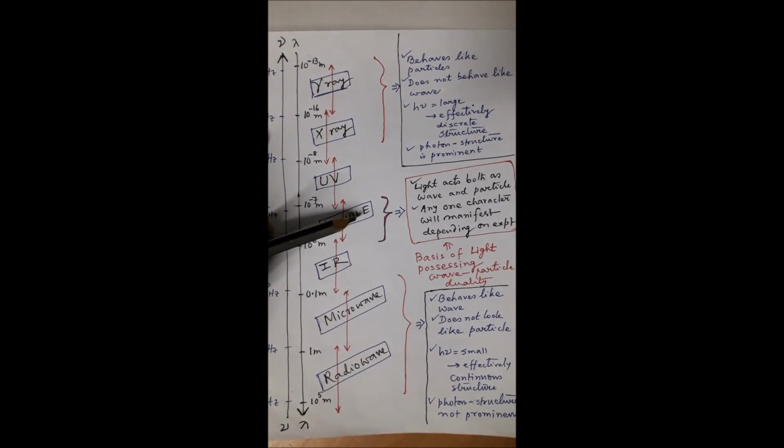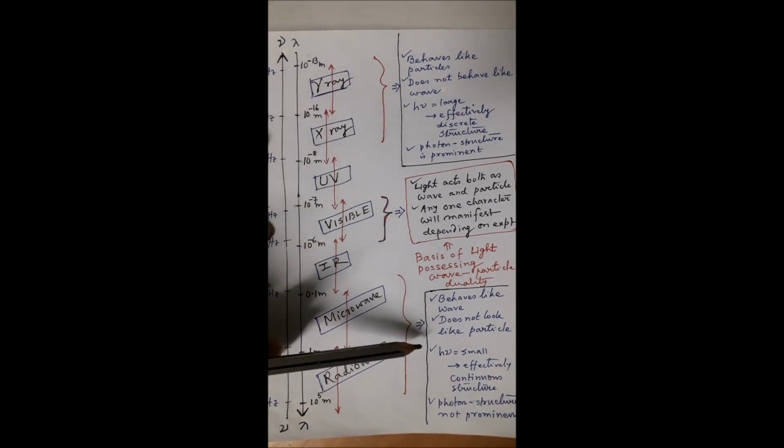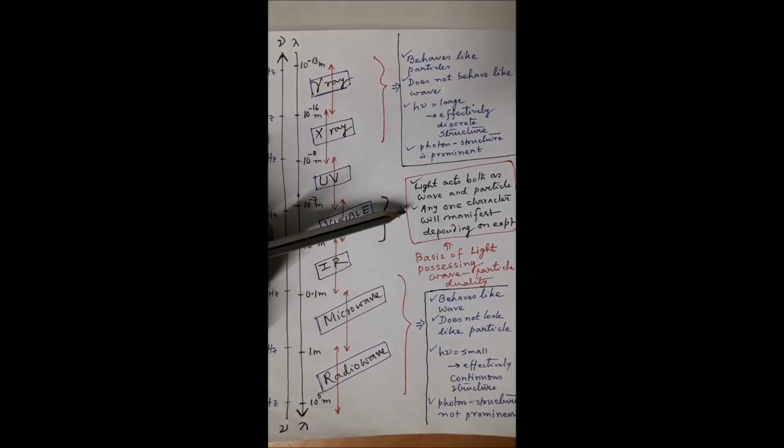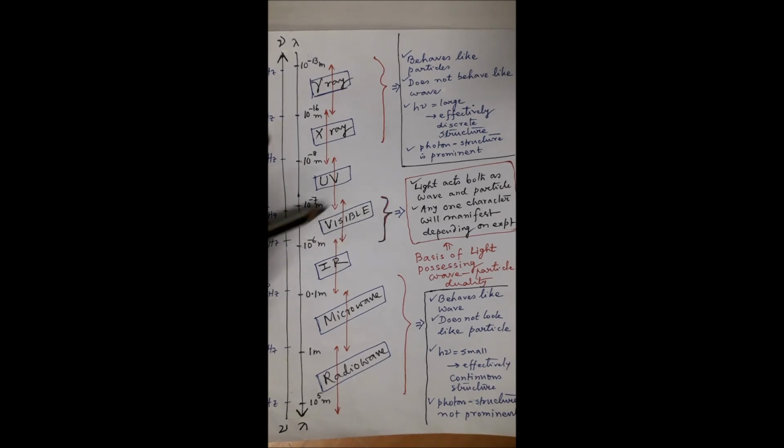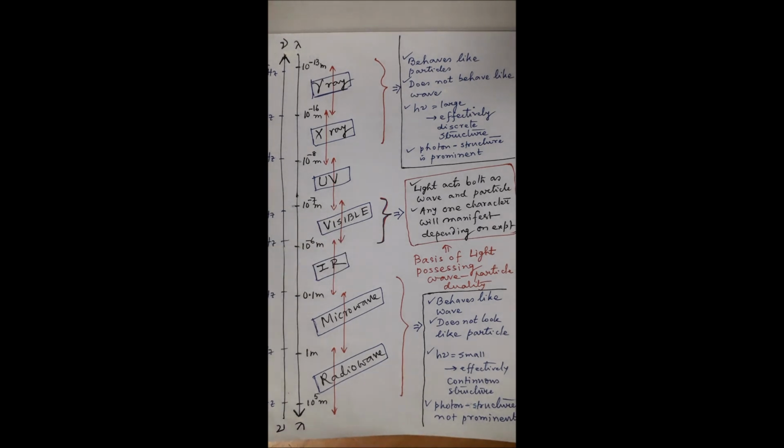Now the visible region lies in between. It is sandwiched between this end and that end, so it gets both the properties. So light acts both as wave and particle. Any one character will manifest, and which one will manifest will be decided by the experiment we perform. So this is the basis of the fact that in this region wave particle duality is dominant, is expressed. So light exhibits wave particle duality.